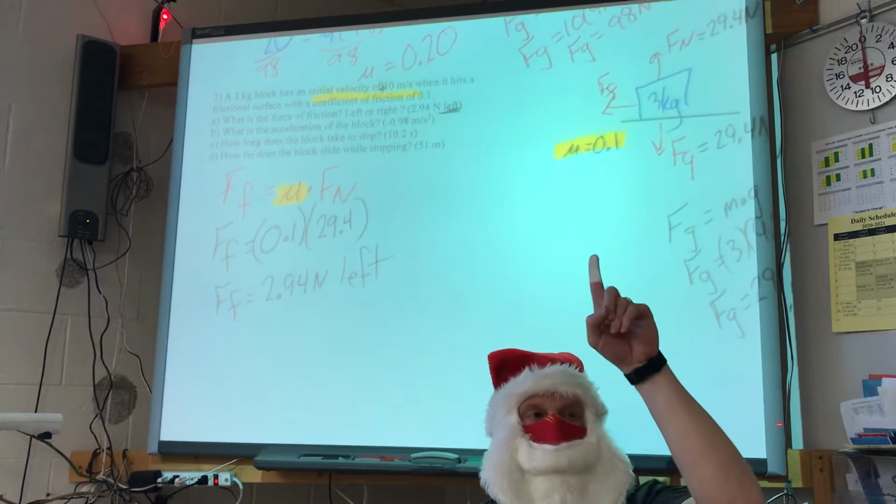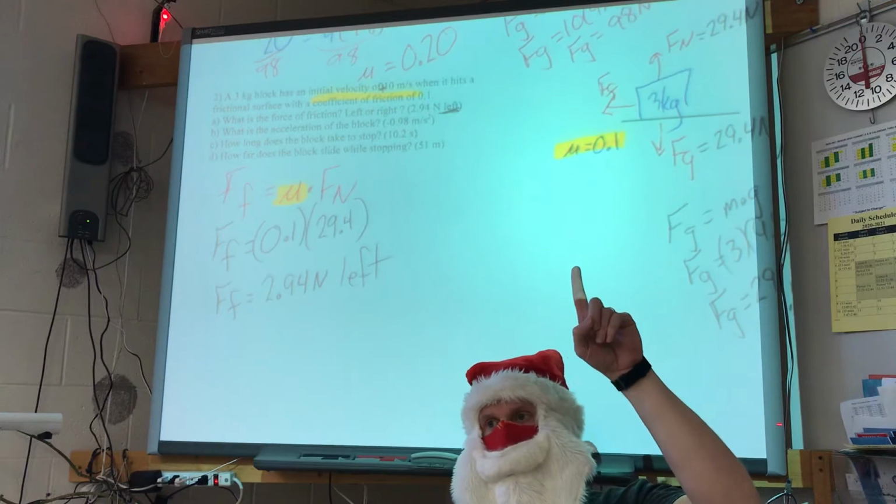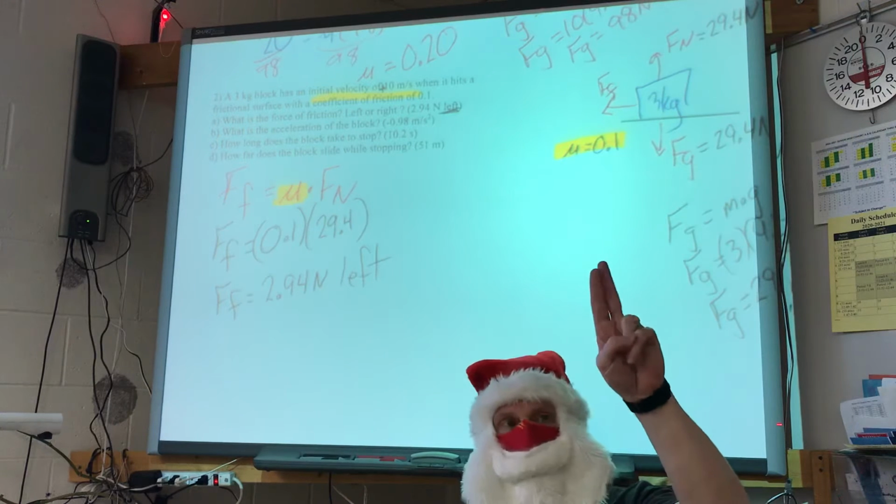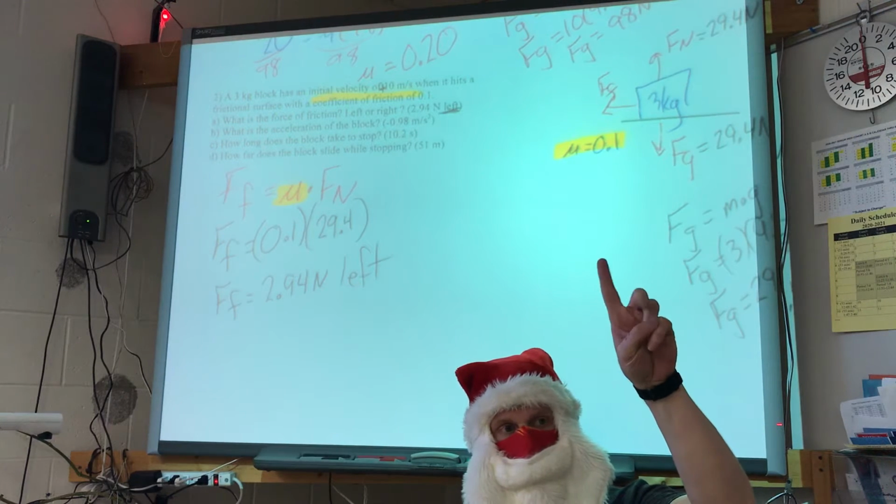Now, if you look ahead to part C, you say, wait, it comes to a stop. Okay, now we have 2. So we have initial velocity, we have final velocity.